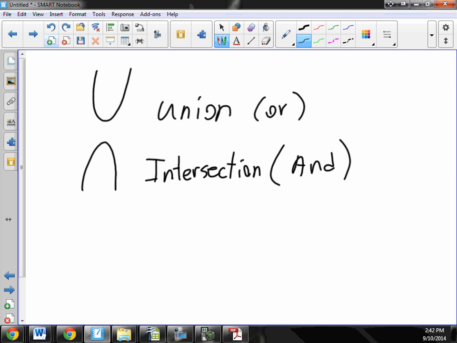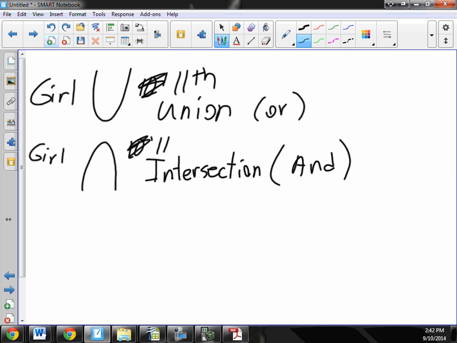So if I did this, girl or 11th grade includes everybody but me and poor Jaden. Okay? But what if I did intersection? I said I'm going to give pizza to anybody who is a girl and a junior. Who does that exclude? All the boys and Ellie. She's a senior.